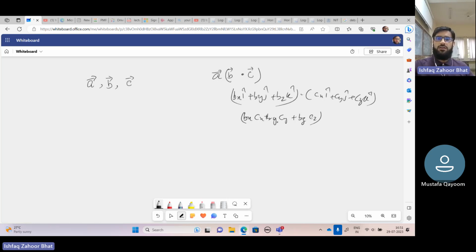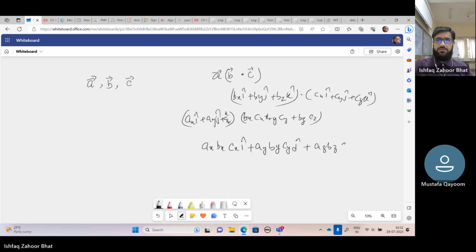This is nothing but a scalar, and you have this vector A. What is this A? AX I plus AY J plus AZ K. You multiply these two, what will you get? You will get AX BX CX I plus AY BY CY J plus AZ BZ CZ K. Is it right?